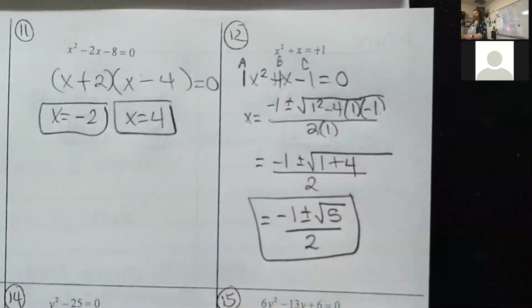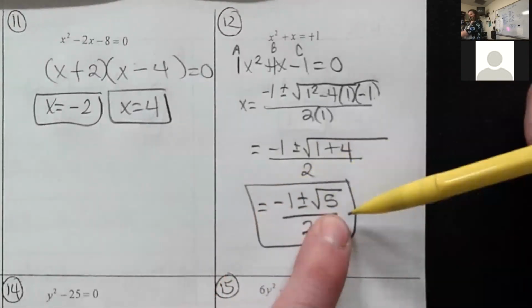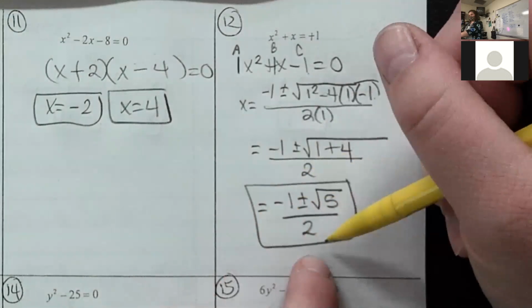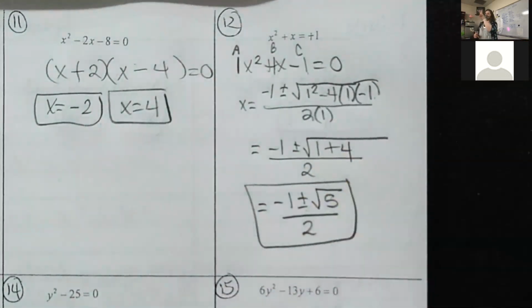Does the square root of 5 work out really nice? Nope, so we're going to leave it. There's our 2 answers. If you were trying to find each one separately, you take -1 plus square root of 5 divided by 2, and -1 minus square root of 5 divided by 2. That's how you get the 2 answers.